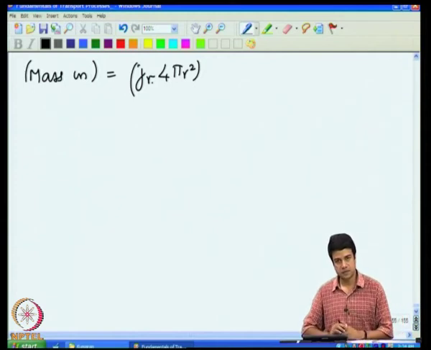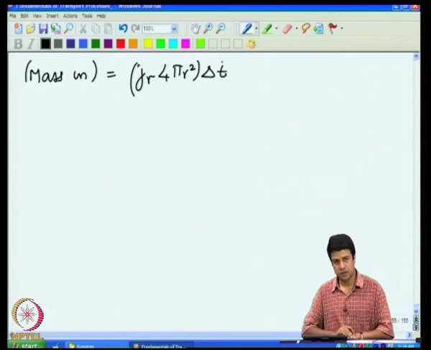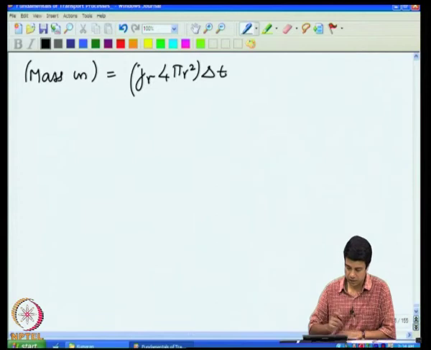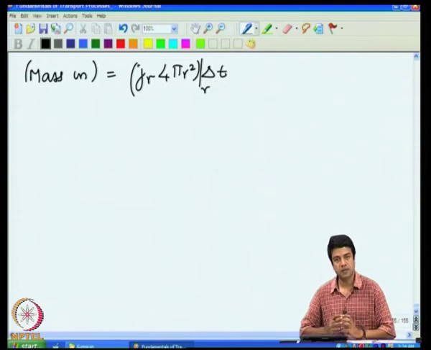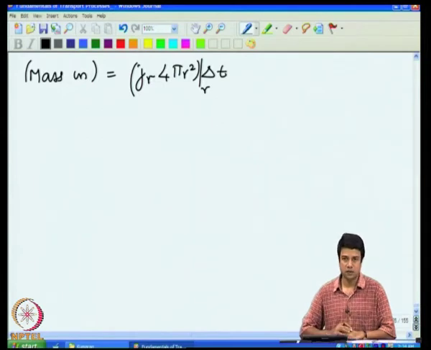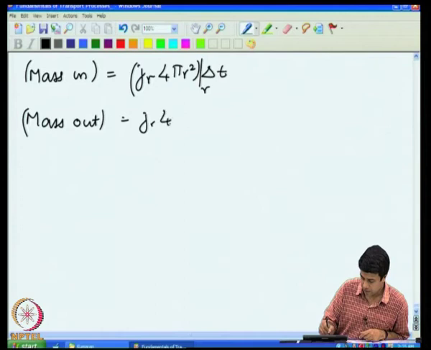Flux times surface area is mass per unit time. So, I have to multiply this by delta t to get the total mass in within the time delta t. And this is at the location r. This mass in, as I said, is at the surface at distance r from the origin. Mass out is at the surface at distance r plus delta r from the origin. So, therefore, the mass out will be equal to J r times 4 pi r square at r plus delta r times delta t.